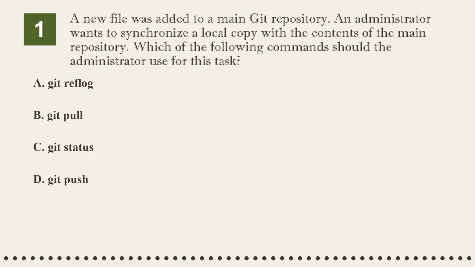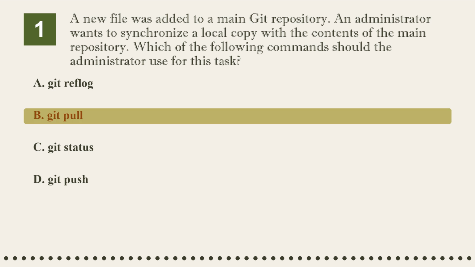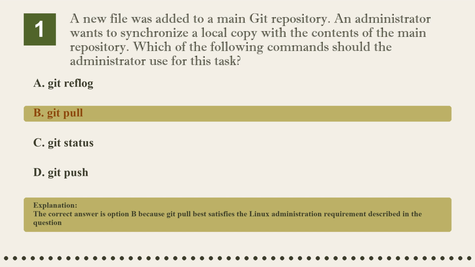Question 1. A new file was added to a main Git repository. An administrator wants to synchronize a local copy with the contents of the main repository. Which of the following commands should the administrator use for this task? Option A, git reflog. Option B, git pull. Option C, git status. Option D, git push. The correct answer is option B, git pull. The correct answer is option B because git pull best satisfies the Linux administration requirement described in the question.